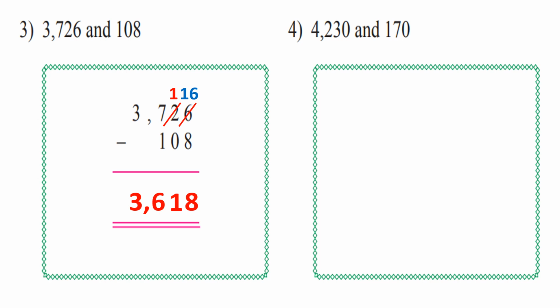Number 4 is 4230 and 170. You rewrite the numbers. 4230 minus 170. Okay, first we subtract the ones place. 0 minus 0 is 0. Correct, students?